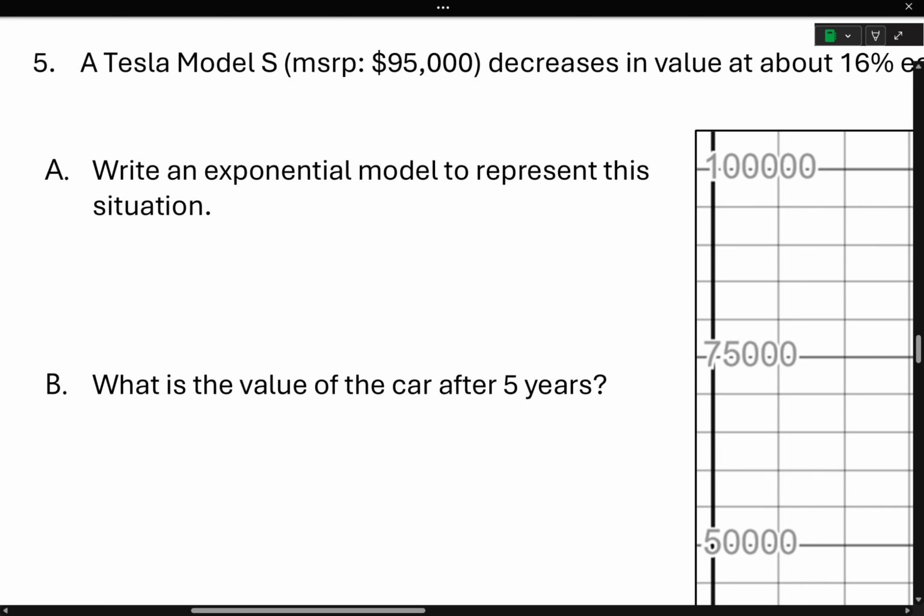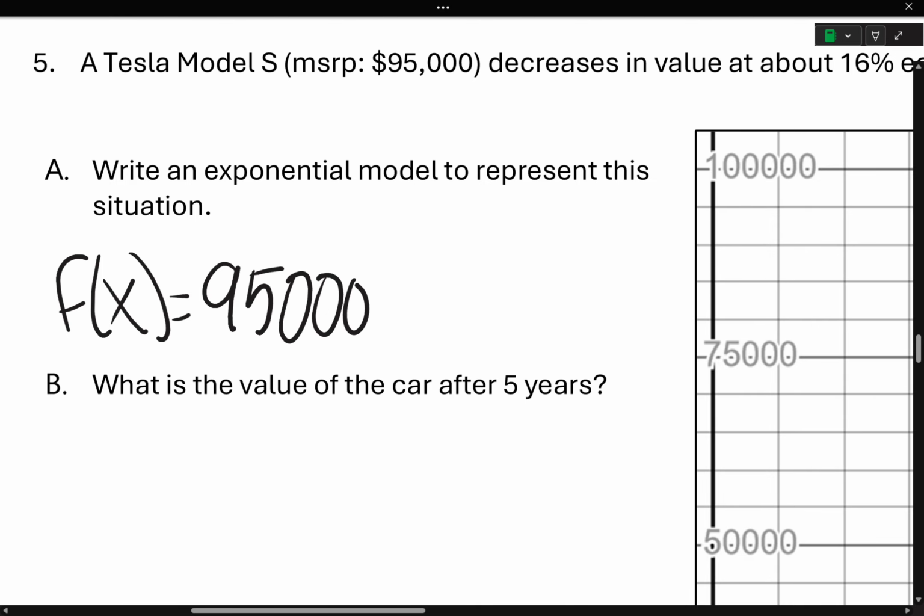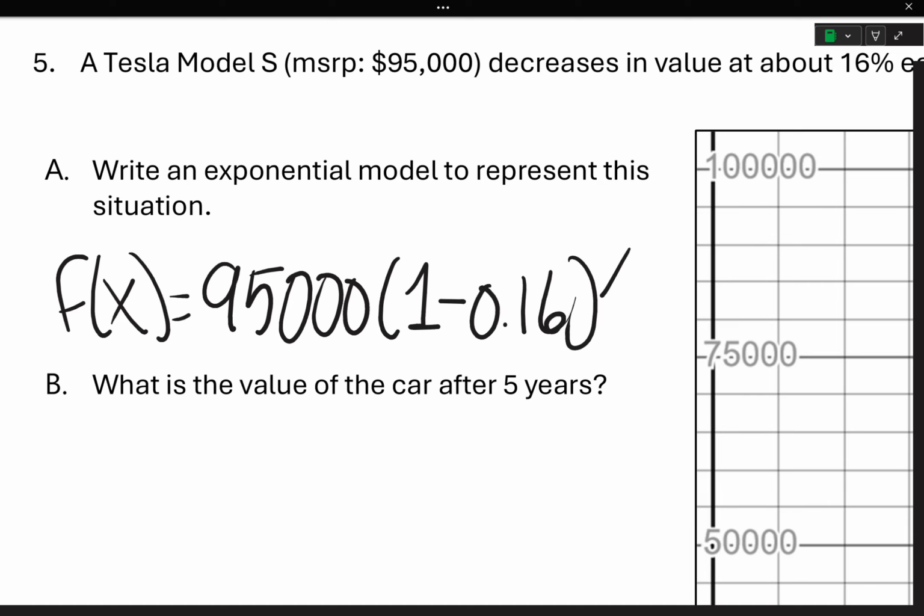Let's write a function. F of x equals $95,000 and then 1 minus 0.16, right? Because we're decreasing. Okay, that gives us our very first point, 95,000.